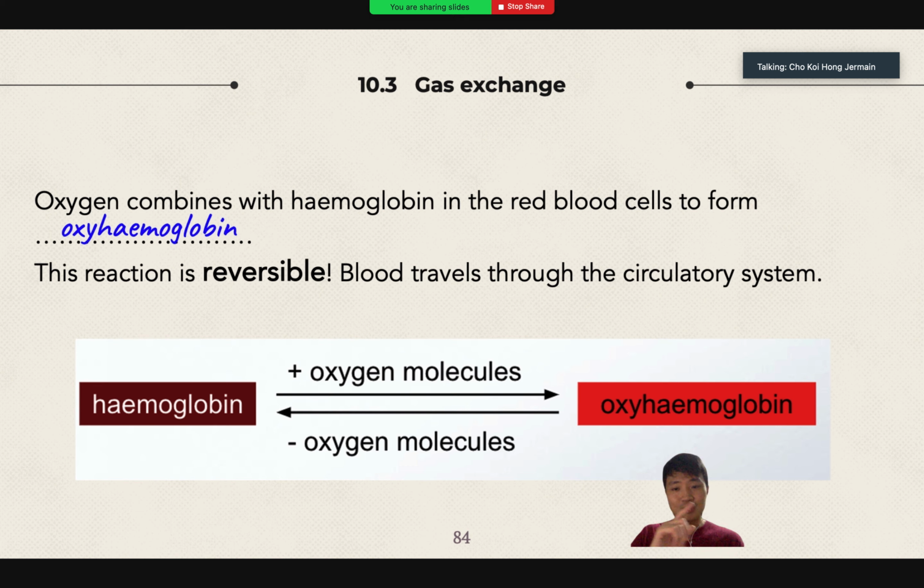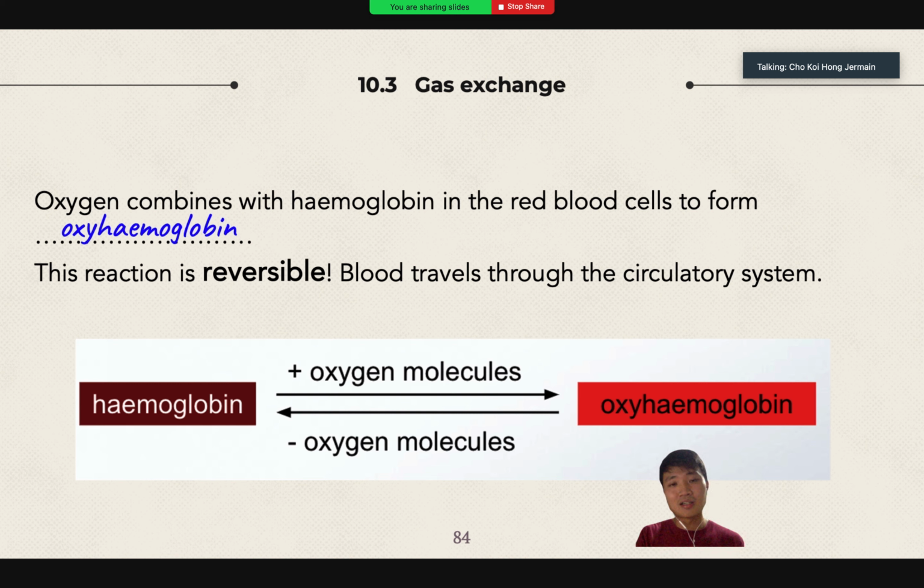Okay, so this reaction is reversible and blood will then travel through the circulatory system. So where does the oxygen go? It will go into your red blood cell, combine with hemoglobin, and form oxyhemoglobin. Then your red blood cells will suddenly become bright red in color. So oxygenated red blood cells are bright red in color.